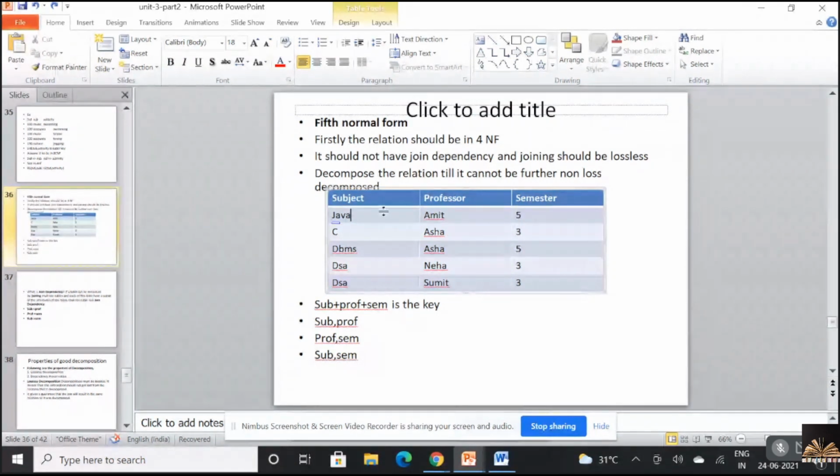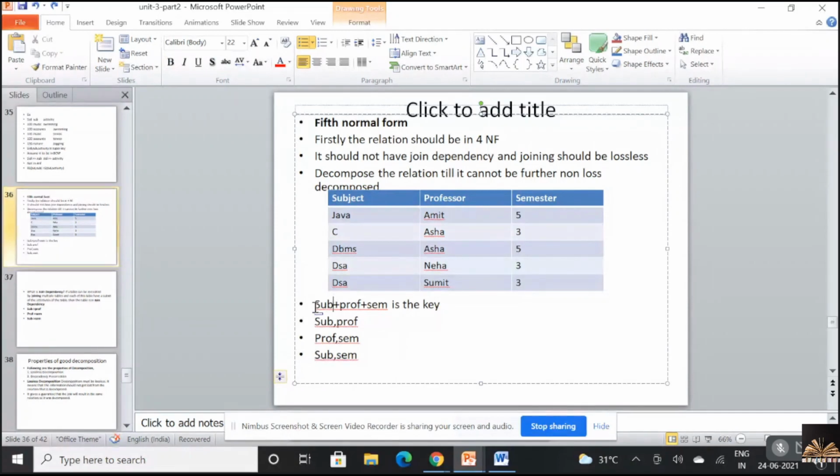Now looking at each of the columns, ma'am, subjects are being repeated, professors are being repeated, semester is being repeated. So I have common professor called Asha, I have common subject called data structures and algorithms, and I have common semester called 5 and 3. 5 and 3 are being repeated. So I cannot take a single attribute as a key attribute. Now in this case, subject plus professor plus semester is the key.